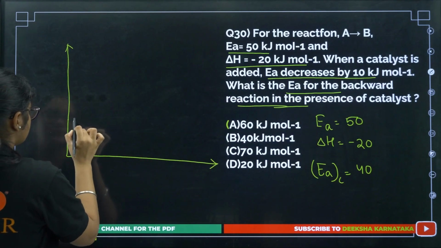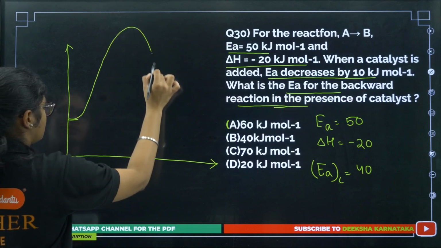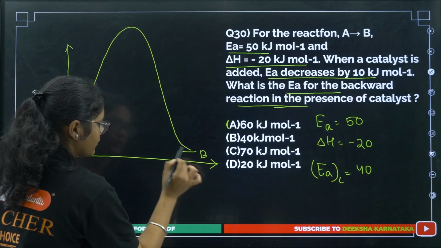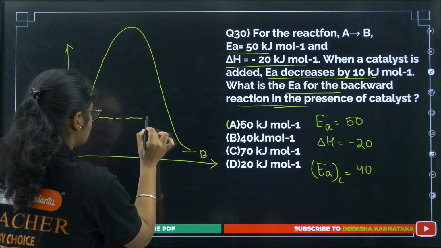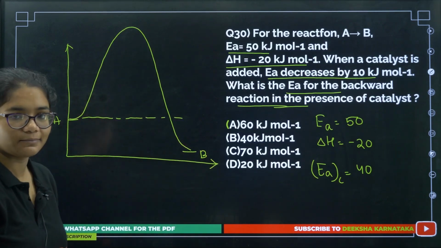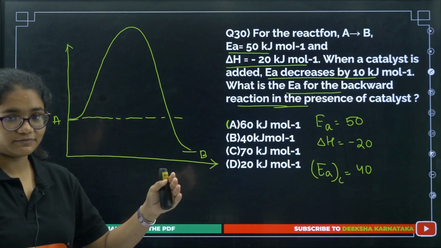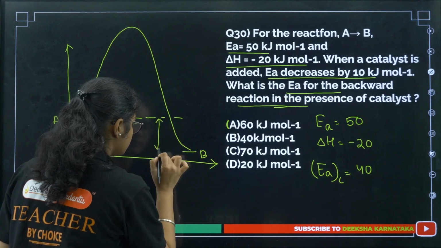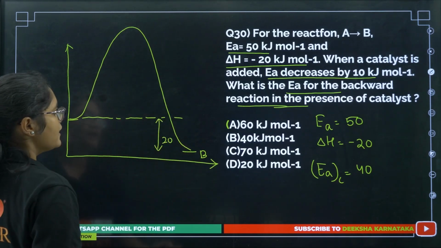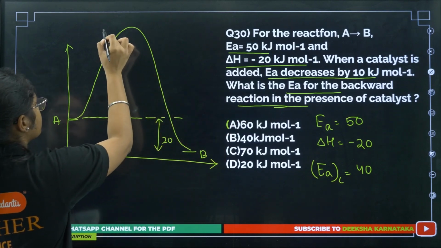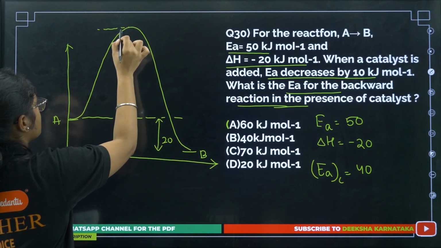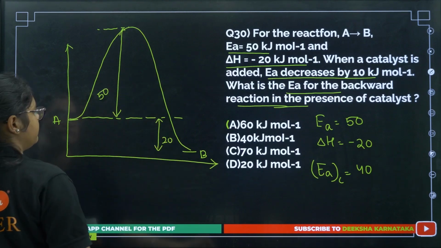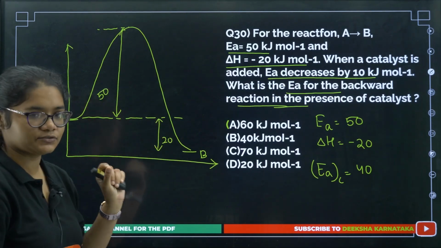We can solve this question by drawing a good diagram here. So this is the reaction between A and B. Why have I taken B down? Because you can see this is an exothermic reaction, so the product energy will be less than the reactant energy, right? So this value is how much? This is 20. And the activation energy of the forward reaction is this value, which is 50. This is 50 and this is 20.